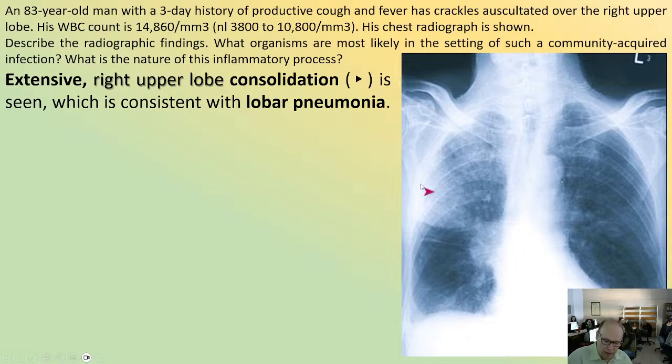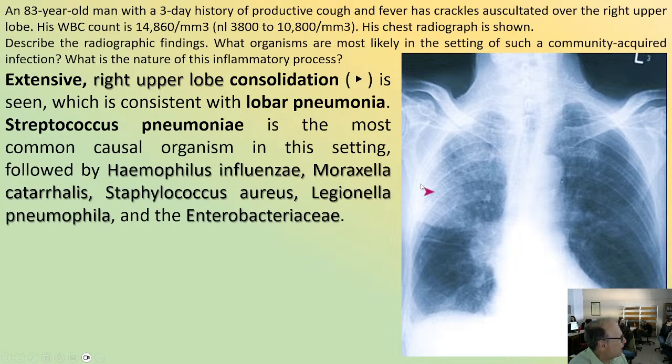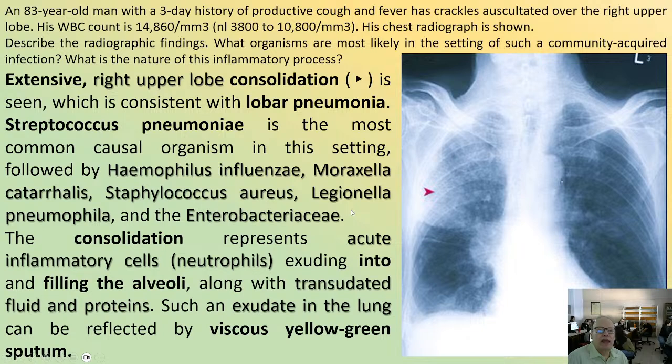This is lobar pneumonia because a whole lobe has been affected by the inflammatory exudate within the alveoli. And the most common causal organism is Streptococcus, but also we have other microorganisms such as Haemophilus. You see here all the other infectious agents.